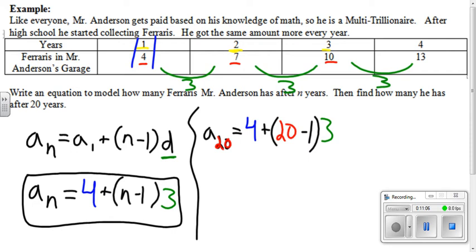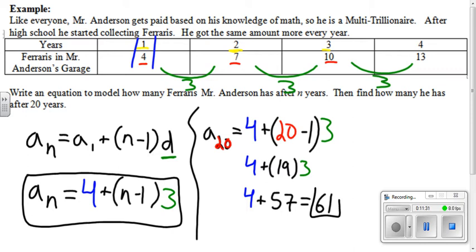Okay, so we'd say then 4 plus 19 times 3, which is 57. And 4 plus 57 equals 61. So a sub 20 equals 61. After 20 years, Mr. Anderson will have 61 Ferraris in his garage. Pretty cool.